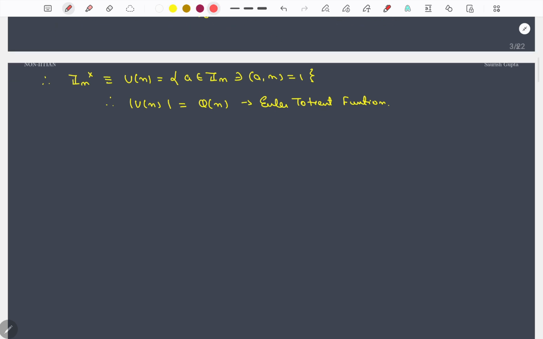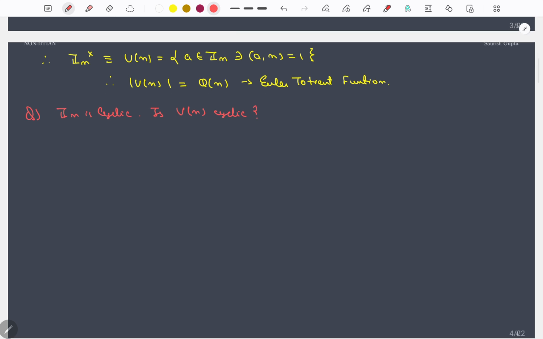Okay. So now a very important question is that suppose we know that Zn is cyclic. So a natural question would be, is Un cyclic? Now Un is not always cyclic, so it is not true in general.